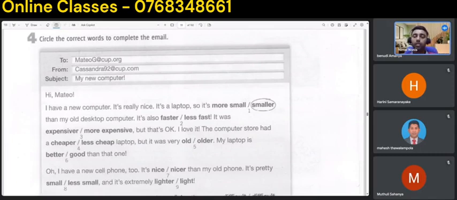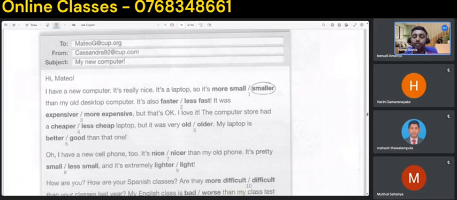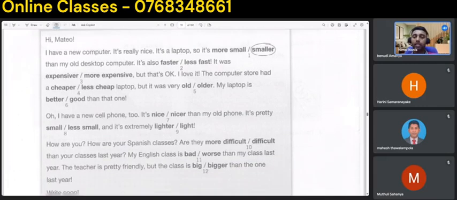Circle the correct words to complete the email. Okay, so we have to circle the correct word to complete the email. Let's see what the email is. To this person, from this person, subject is my new computer.